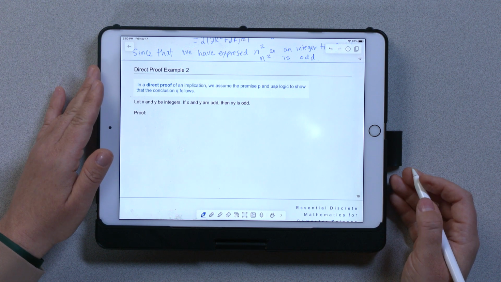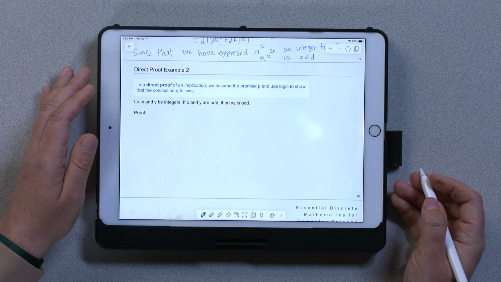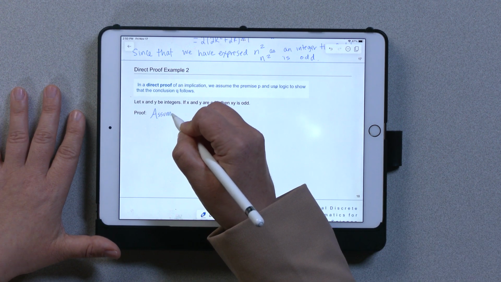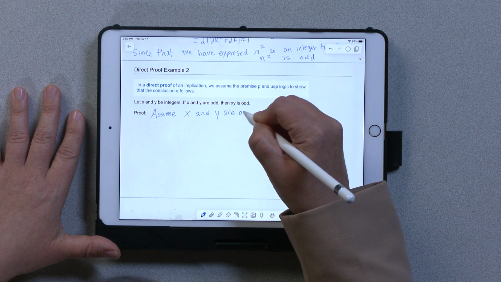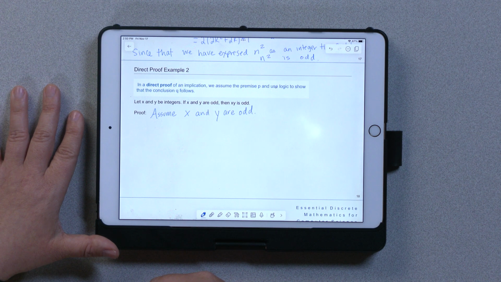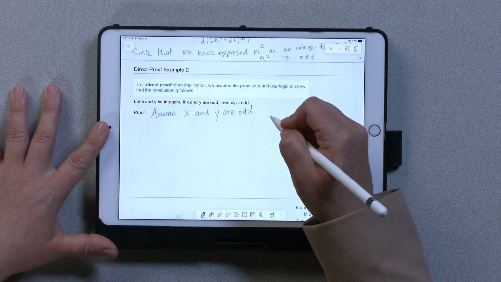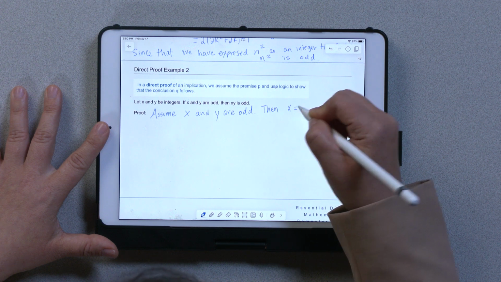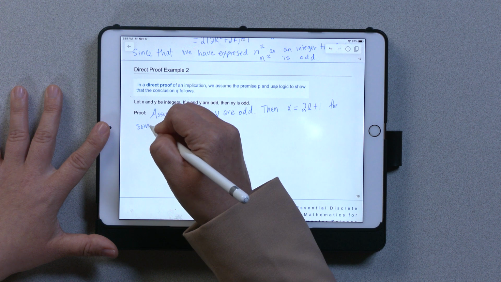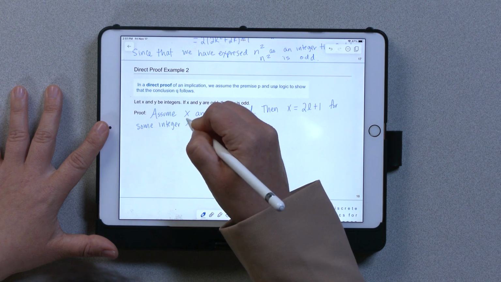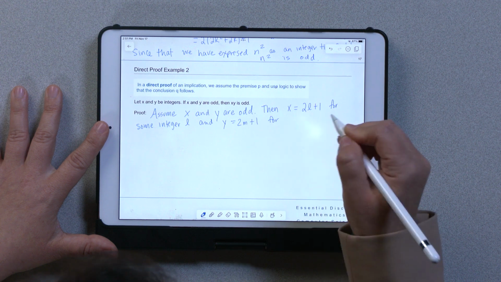In this claim, we have x and y as integers. And if x and y are odd, then x times y is odd. So we start off by assuming the premise. So we assume x and y are odd. Our goal is then to show that their product, x times y, is also odd. So let's start with some inferences now. If x and y are odd, then x can be written as 2l plus 1 for some integer l. And y can be expressed as 2m plus 1 for some integer m.